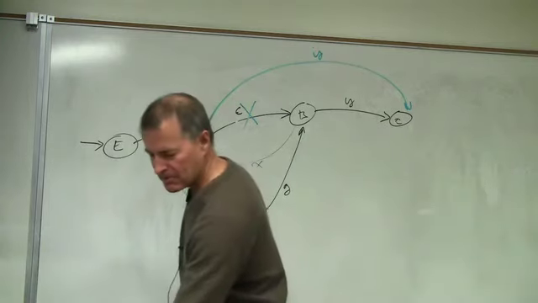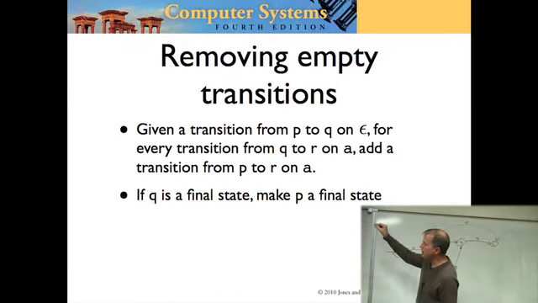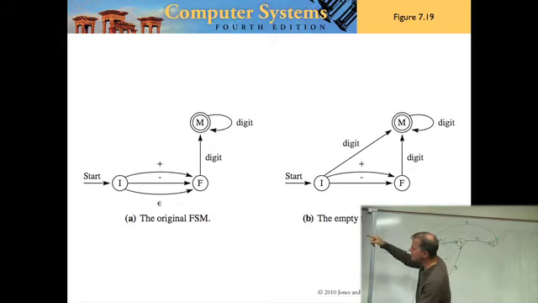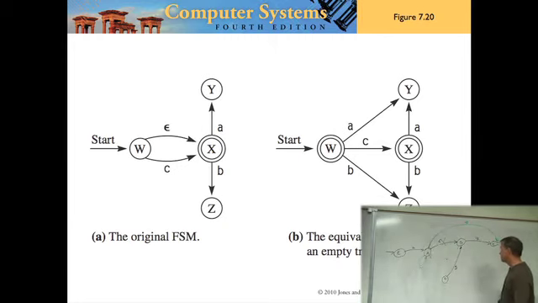Here was the recipe, by the way. Given a transition from P to Q on the empty transition, for every transition from Q to R on A, add a transition from P to R on A, and then if Q is a final state, make P a final state. I hope these examples we did, like figure 7.18, figure 7.19, and the examples in figure 7.20, all make sense. The recipe is just based on logic. That's where I got that from. I get it now. I was doing a completely different method.